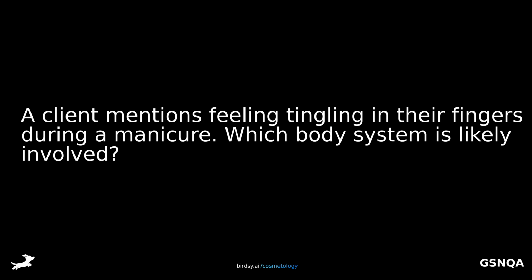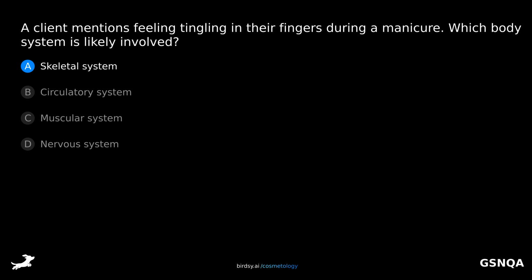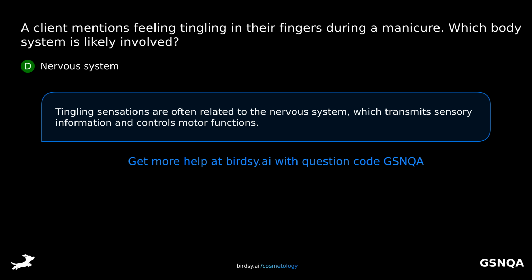A client mentions feeling tingling in their fingers during a manicure. Which body system is likely involved? Is it A, skeletal system, B, circulatory system, C, muscular system, or D, nervous system? The answer is D, nervous system. Tingling sensations are often related to the nervous system, which transmits sensory information and controls motor functions.